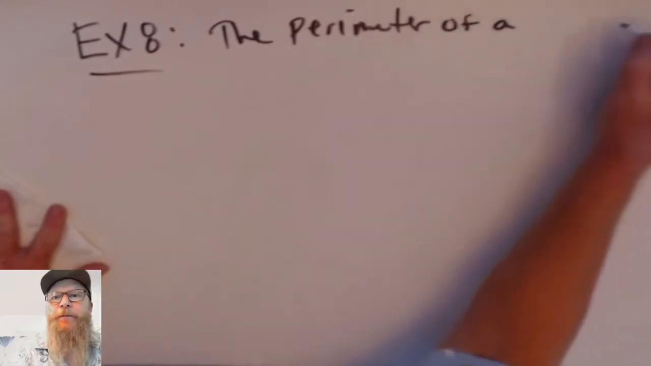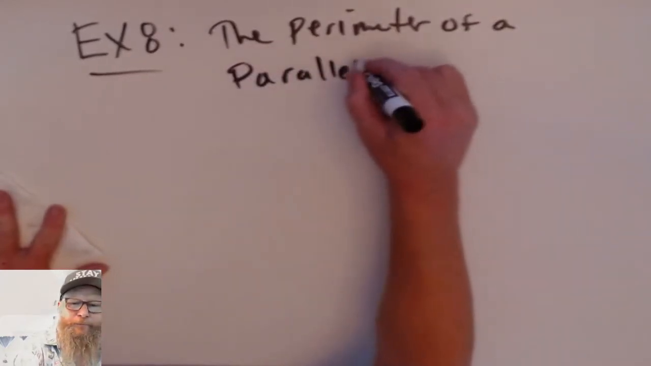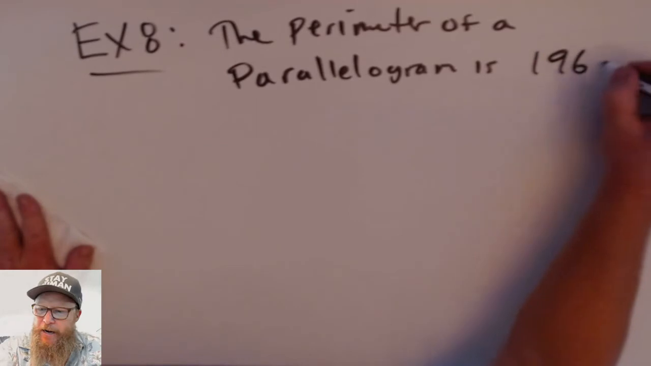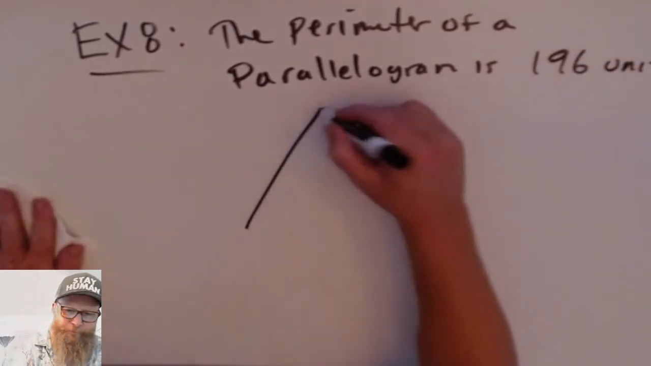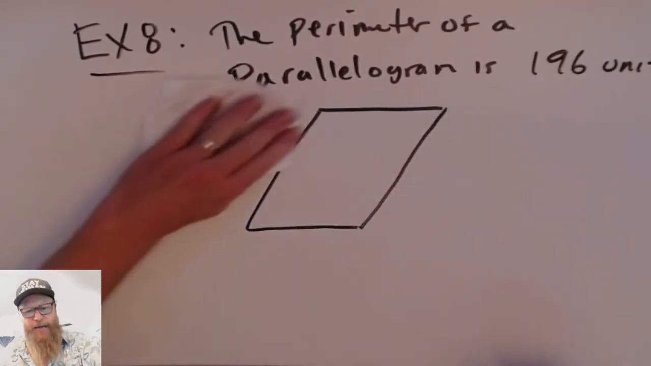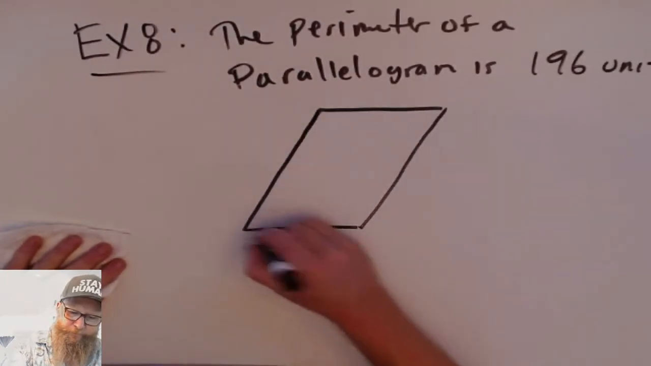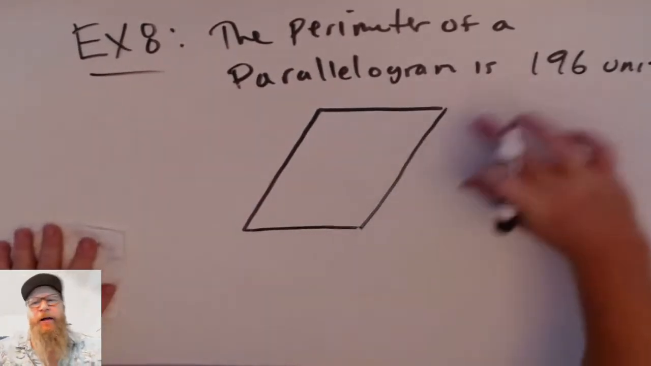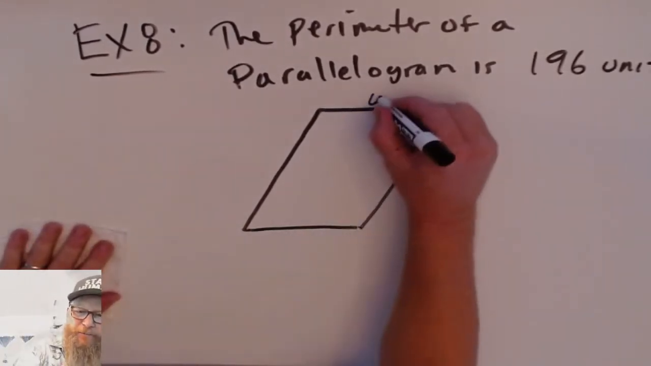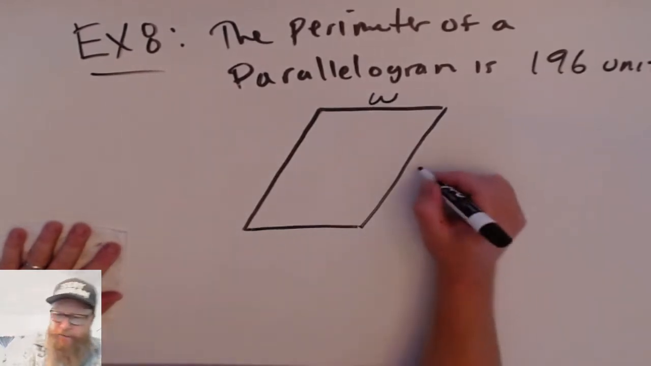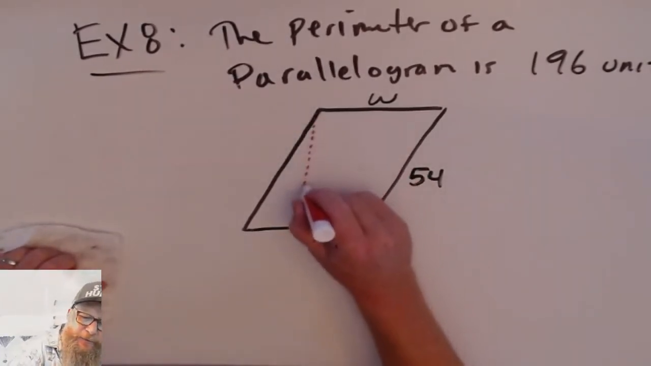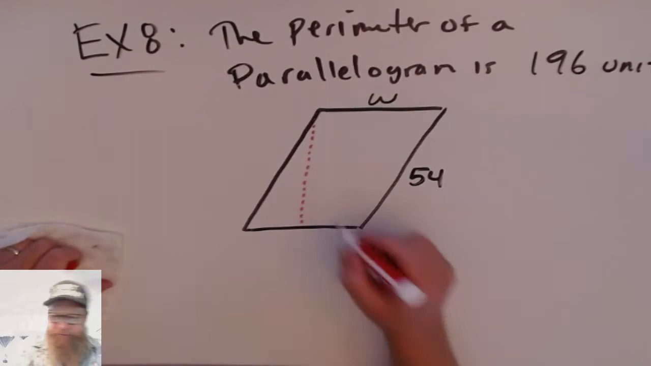The perimeter of a parallelogram is 196 units. Remember what a parallelogram is. It's like a tilted rectangle. These lines do have to remain parallel. Forgive my drawing. It's not perfect. I'm going to go ahead and call this one W, and I'm going to call this one 54. And then I also have the height of the parallelogram, which is 50.